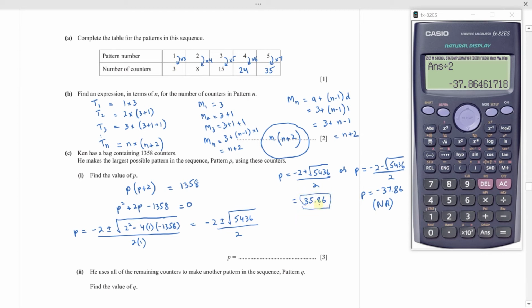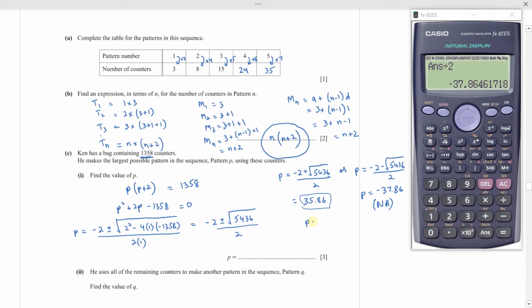So your value of P is 35.86, but this is a decimal number. Your pattern number is a whole number. You have 1, 2, 3, 4, 5, 6, and so on. So you will round this down to 35. Now, why are you rounding this down? Because for 1358 counters, you're getting a pattern number that is a decimal. That means you cannot use all of these. If you round this up to 36, you will need more than these 1358 counters. So I will show you the proof as well.